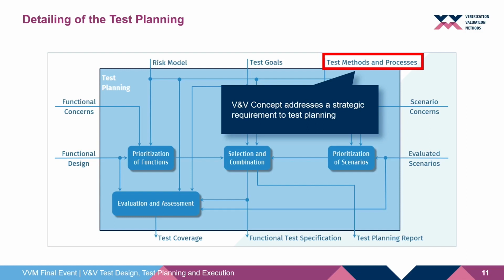We have also been talking about the V&V concept and the structuring of the overall V&V space. And from there, some demands will also come into the test planning. Here, the V&V concept addresses a strategic requirement to the test planning. What does that mean? One example of this kind of strategic requirement could be that we should or must take care of the so-called unknowns. That means artifacts and requirements we don't know yet, but which will occur during the testing process, especially during the validation part of the testing process.